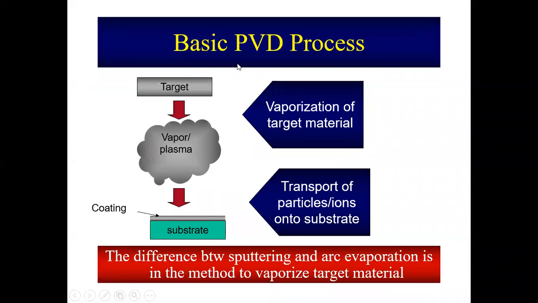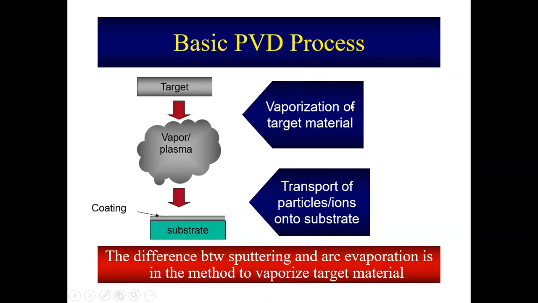During the PVD process, there are two processes that I want to explain. So this is a target. As I mentioned just now, since this is physical vapor deposition, the target is a solid. That solid target will be converted into vapor, and that vapor will be transported to the substrate and deposited onto the substrate and become a coating. So there are two processes that need to be controlled and understood.